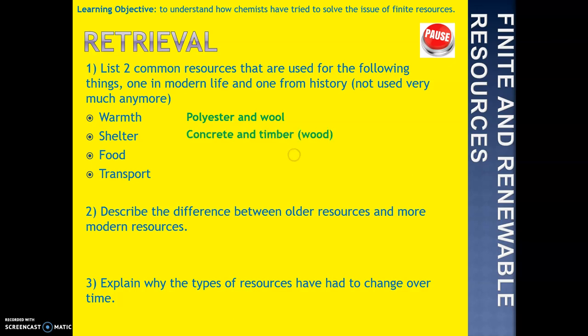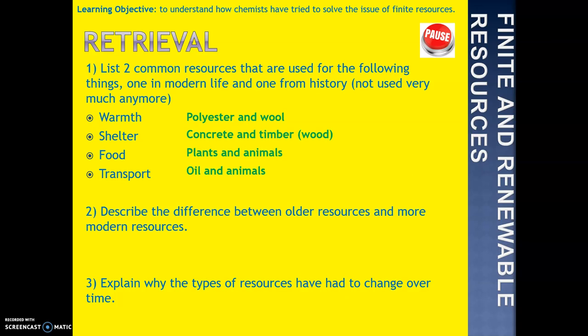For shelter, it's concrete, used in houses and buildings, tower blocks, and timber, which is just wood. Food, we have plants, which we use more commonly now, but then animals used to be hunted in a hunter-gatherer society. And then transport, oil, petrol or diesel in cars, and then animals, obviously there's a horse and carriage from history, which is not used as much anymore. So give yourself a mark out of 4 for those 4.